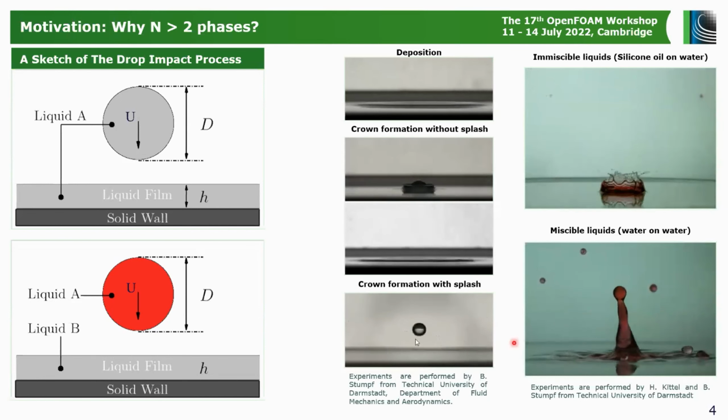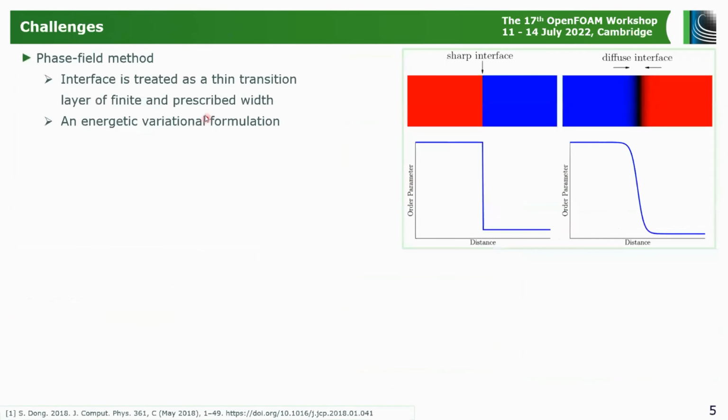So in order to capture these processes, we use the phase field method. There were a couple of talks yesterday about phase field methods, but in terms of material science. We are talking about fluid dynamics, and we use the phase field method. In the phase field method, the interface is treated as a thin transition layer of finite and prescribed width.